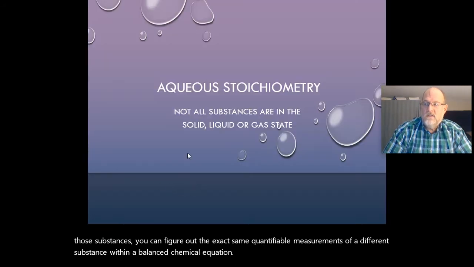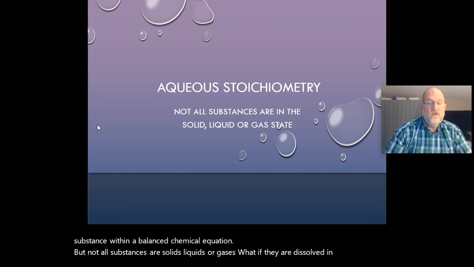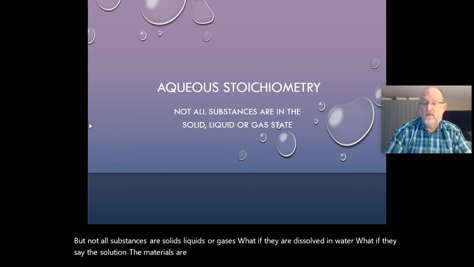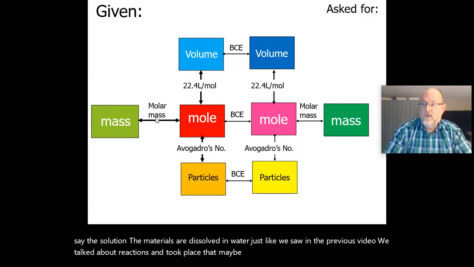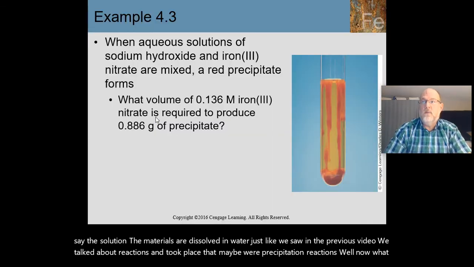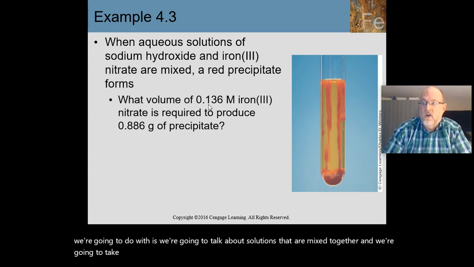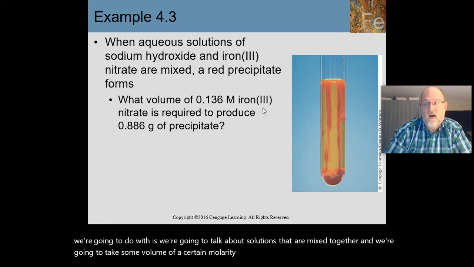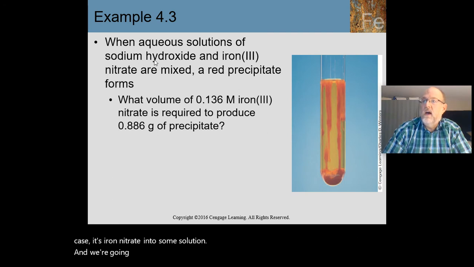But not all substances are solids, liquids, or gases. What if they are dissolved in water, just like we saw in the previous video where we talked about reactions that maybe were precipitation reactions? Now we're going to talk about solutions that are mixed together, and we're going to take some volume of a certain molarity solution. In this case, it's iron nitrate dissolved into some solution, and we're going to combine it with sodium hydroxide and make an iron hydroxide precipitate.